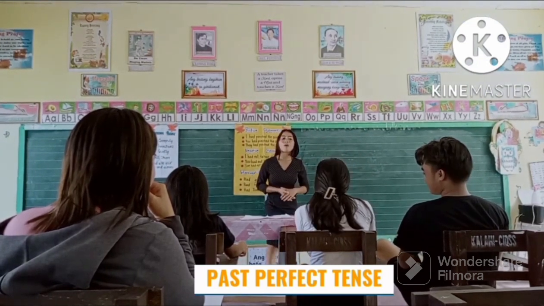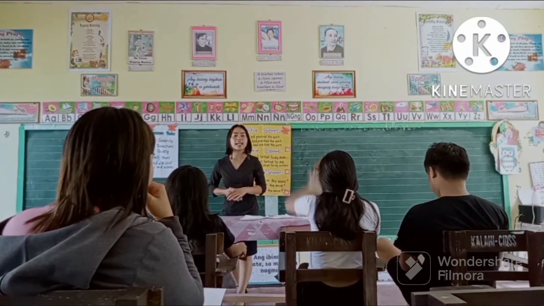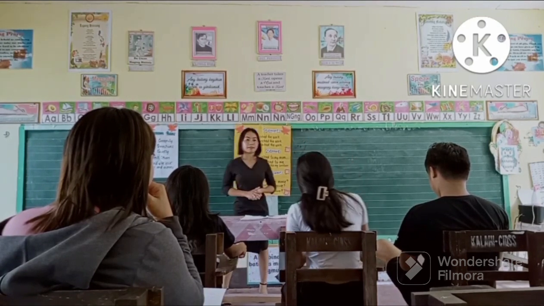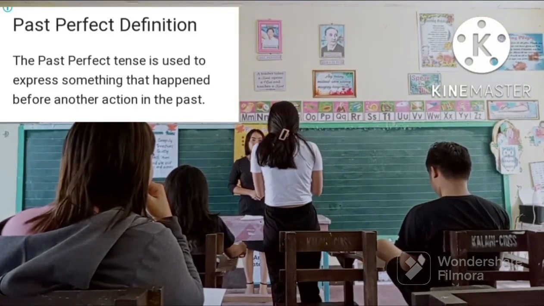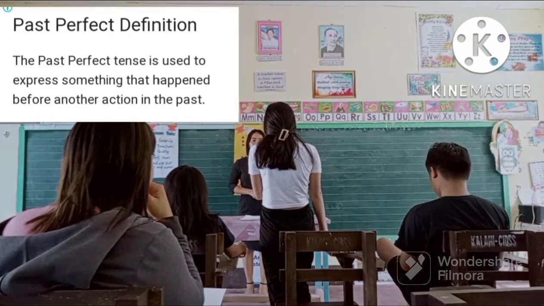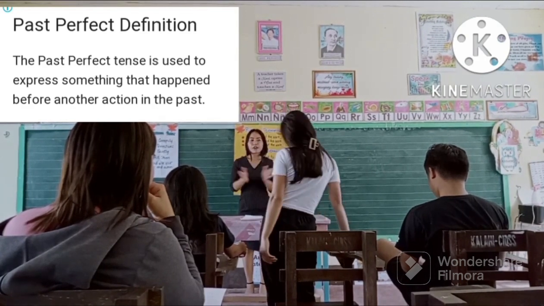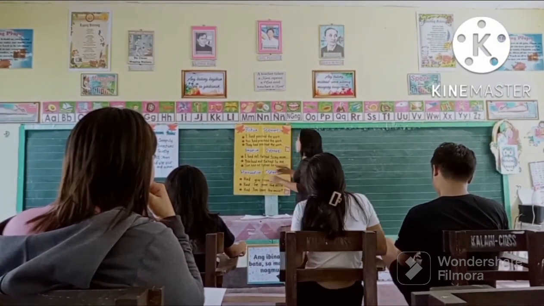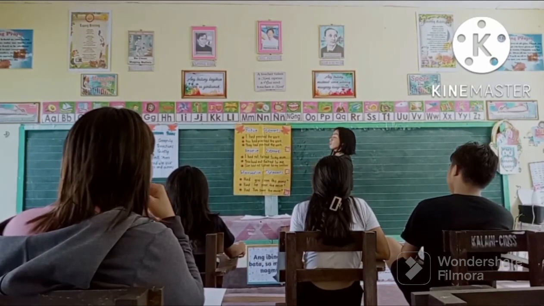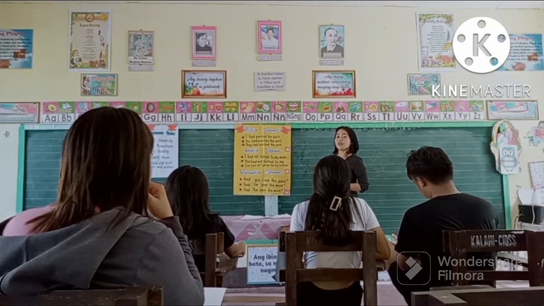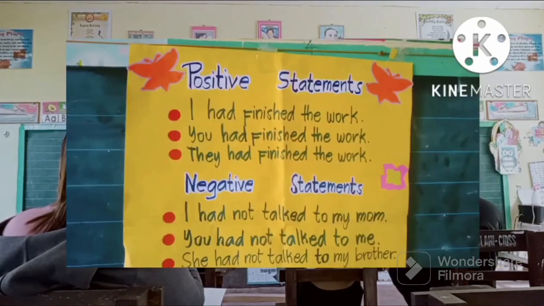Perfect tense. Now, what is past perfect tense? Anybody? Yes, Miss Lijenfe. Past perfect tense is used to express something that happened before another action in the past. Very good, Lijenfe. So in past perfect tense, we have here the positive statements.